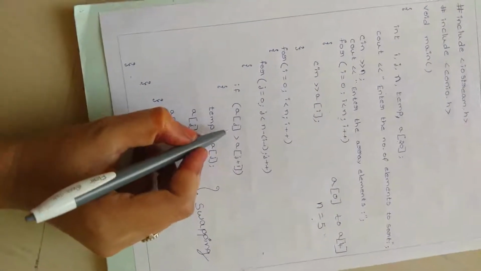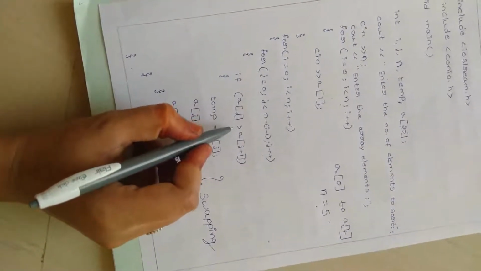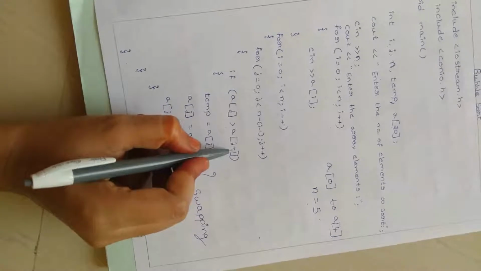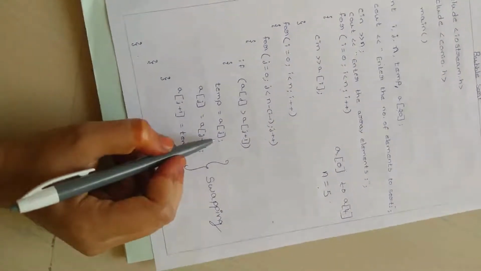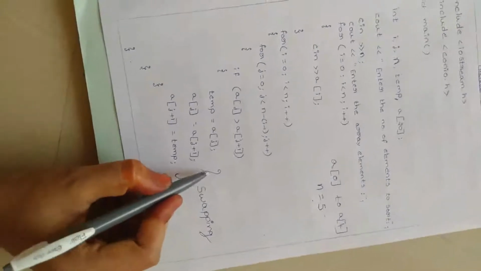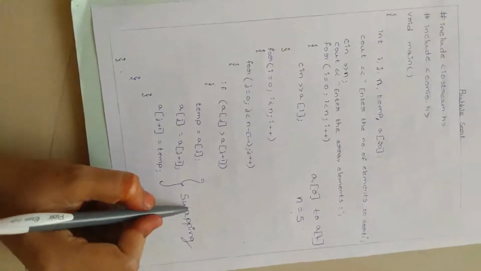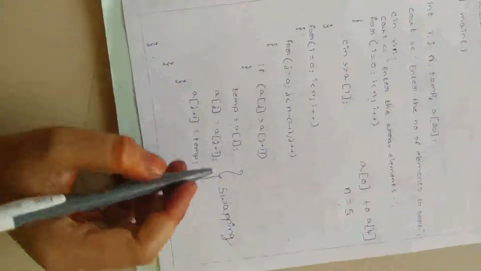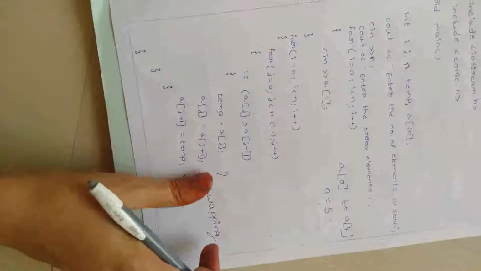Next, this is the condition: if a[j] is greater than a[j plus 1]. If this condition is satisfied, we have to perform the swapping operation, and we know that this is the logic for swapping. Then close the inner and outermost loop.